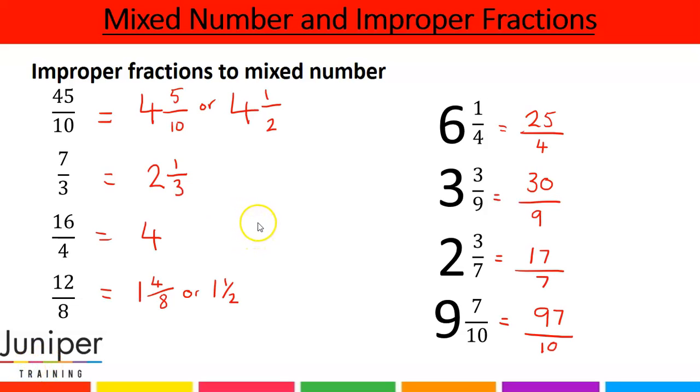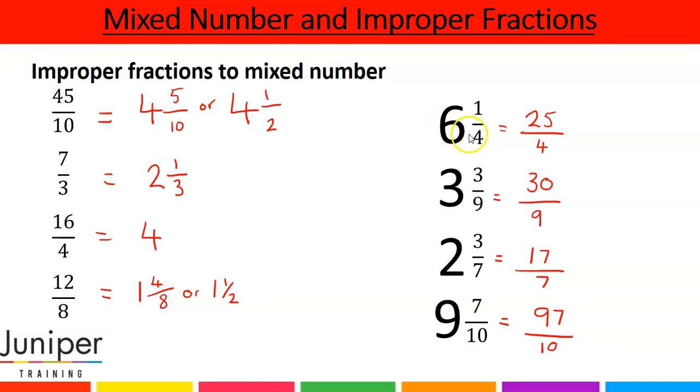So here are our answers. 45 tenths worked out at 4 and 5 tenths, but in its simplest form, I don't know if you would have noticed it, you can actually take that down to 4.5 because 5 tenths is an equivalent fraction of 1/2. 7 thirds turned into 2 1/3. This was a tricky one, 16 over 4. Kind of put that in there on purpose. There were no remainders, so your answer actually was just 4. 12 eighths worked out at 1 and 4 eighths, but again, that could have been simplified down to 1.5 because we can simplify 4 eighths to 1/2 using our equivalents.